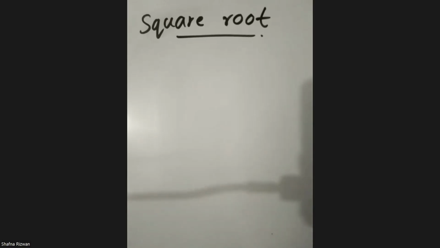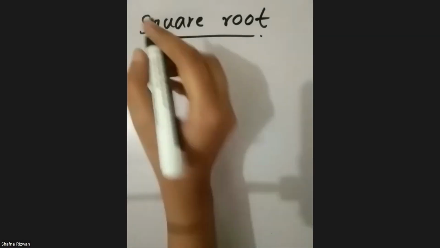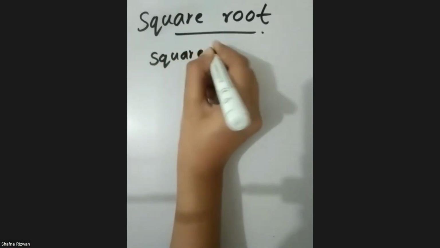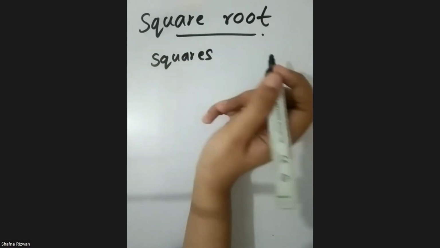Hi guys, so today we are going to study square root, which is your chapter 2. Before studying square root, you all have to know about something known as squares. So what are considered as squares?